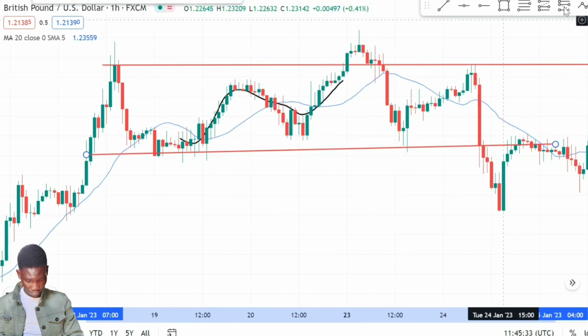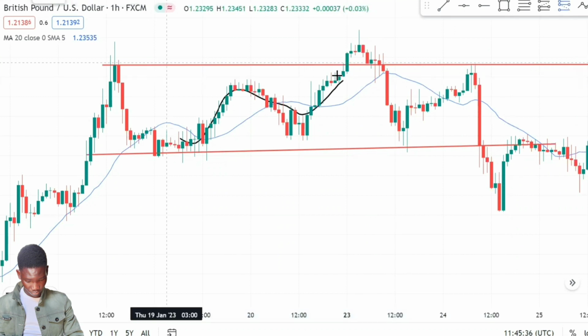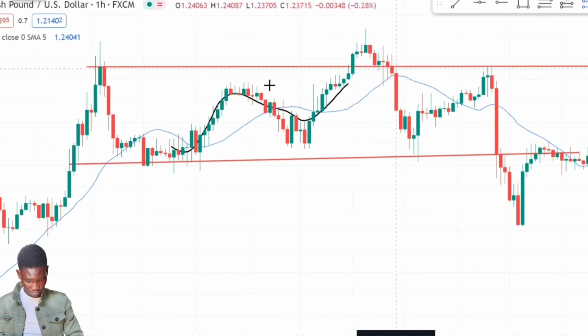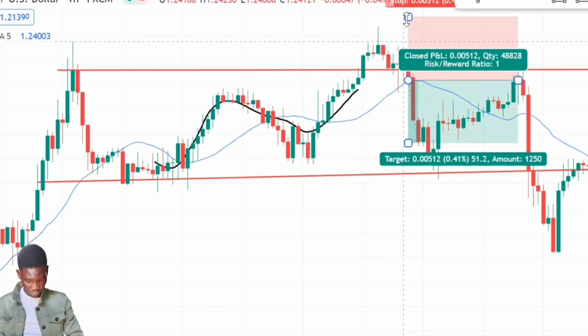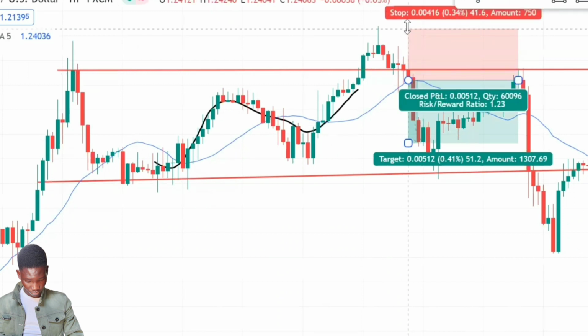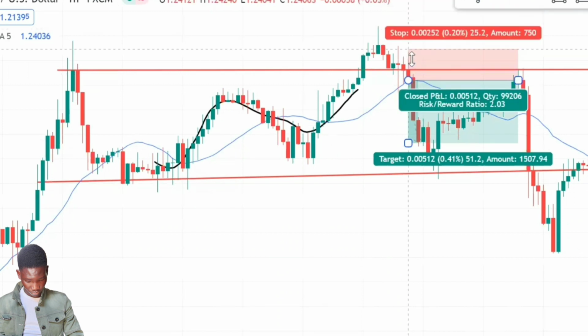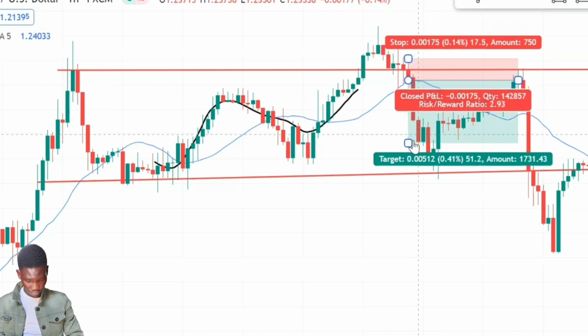So just imagine I was going to enter for a trade just right here. After the market tested this zone, let's say I was to enter for a trade just right here, then put my stop loss above the resistance zone and put my take profit just right here.